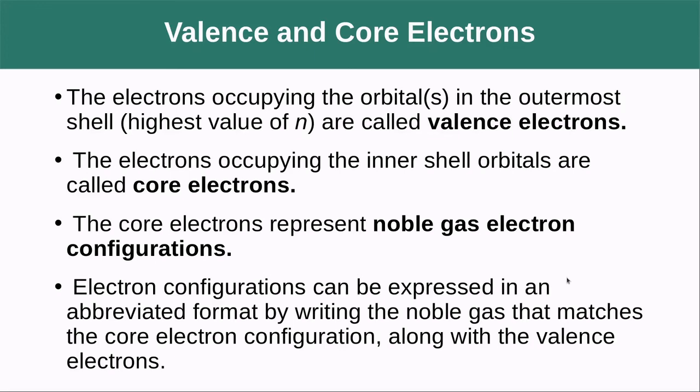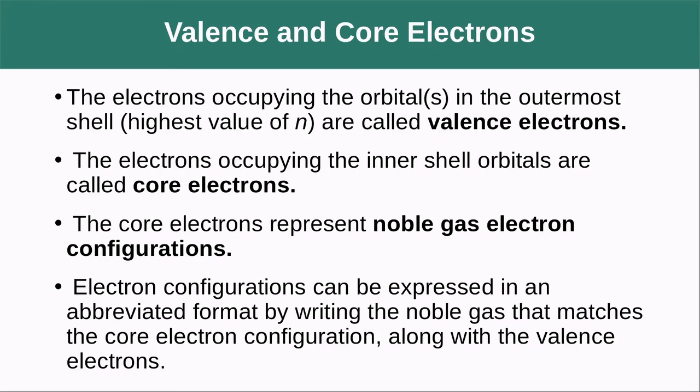Okay, the difference between valence and core electrons. The electrons occupying the orbitals in the outermost shell, the highest value of n for that atom, are called the valence electrons. The electrons that are inside of that outer shell are all the core electrons, so all of the orbitals on the inside with n values less than the highest n value for that atom. The core electrons represent a noble gas electron configuration. Okay, so they're going to have an electron configuration that would be the same as one of the noble gases.